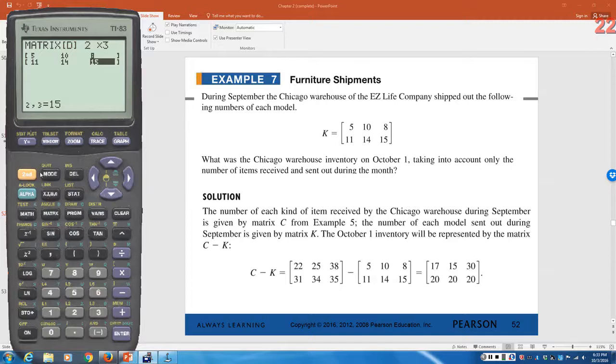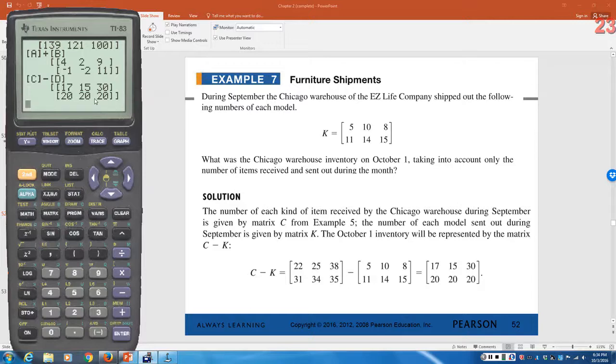So what we want to do to answer the question is we want to take what was actually in the warehouse at the beginning, which is matrix C. And we want to take out matrix D, which is the amount that was shipped out. And that'll tell us what's in the warehouse as of October the 1st.